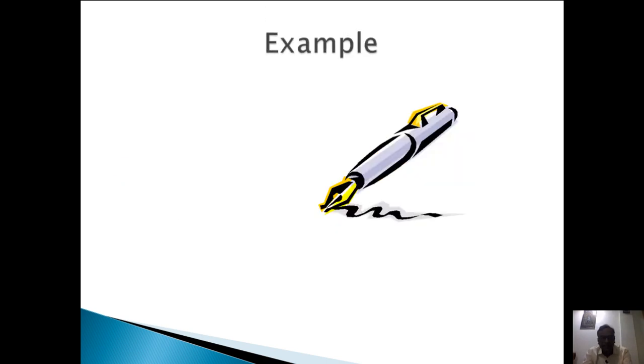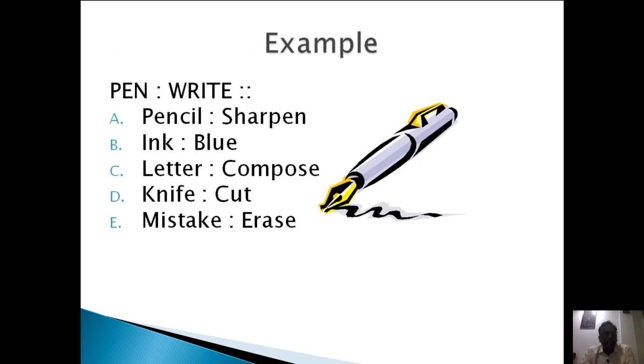Now let's check the second example. Pen equal to write. We use pen to write. Okay, isn't it? Yeah. So options are given here. Pen is a particular object which is used for writing. Option A, pencil equal to sharpen. Option B, ink equal to blue. Option C, letter equal to compass. Option D, knife equal to cut. Or option E, that is mistake equal to erase.